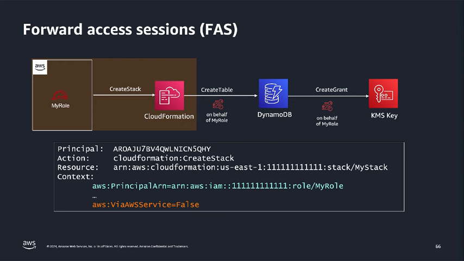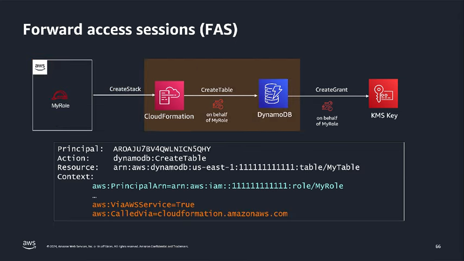The process starts when your role makes a request to a service. In this case, a create stack request to the CloudFormation service. Notice the via AWS service condition key here, which is set to false for this initial call and all calls that do not use this FAS pattern. The CloudFormation service then makes a request on your behalf to another service, in this case to DynamoDB to create a table. This is the request that's made using FAS.